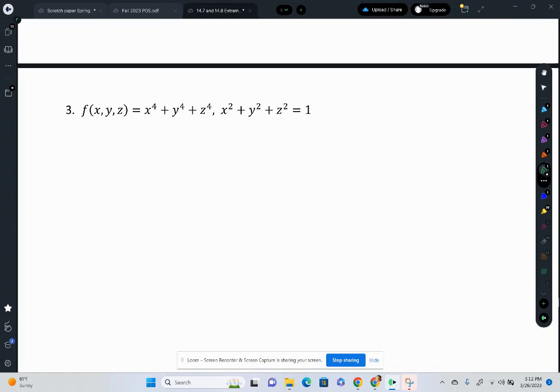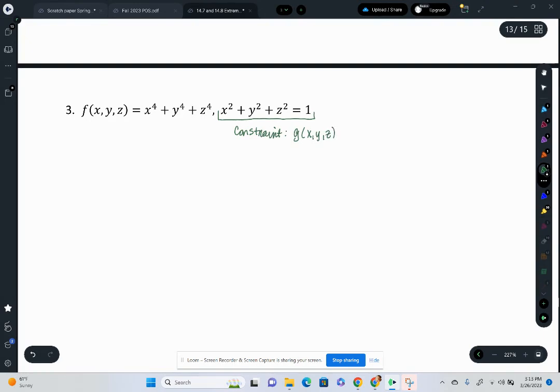And we have f of x, y, z is x to the fourth plus y to the fourth plus z to the fourth. And then we have x squared plus y squared plus z squared is equal to 1. The second equation is equal to a number, so that means that it is our constraint function. So g of x, y, and z is equal to x squared plus y squared plus z squared equals 1. And then we're here to optimize f of x, y, z.